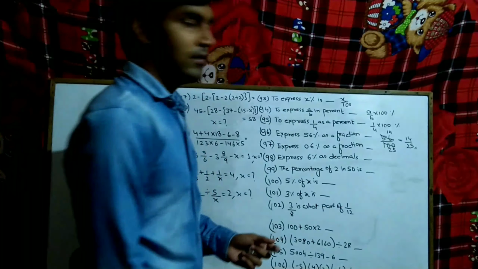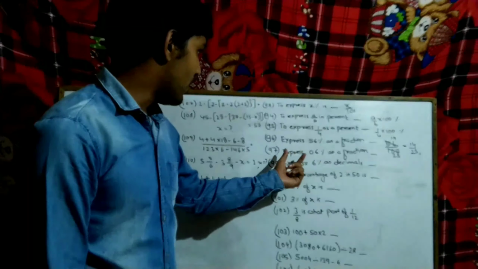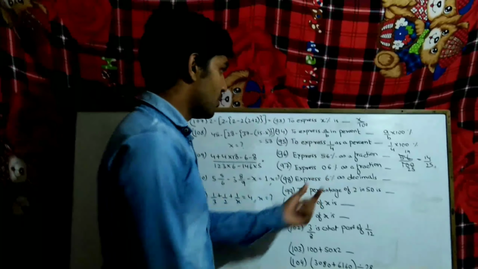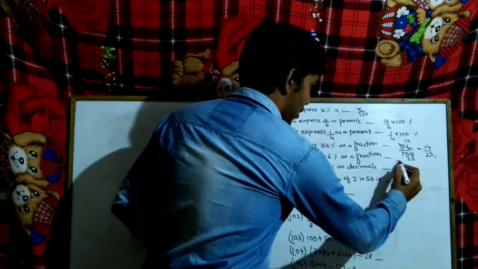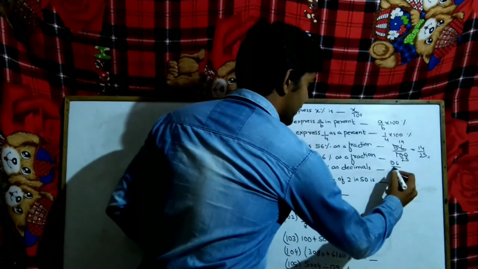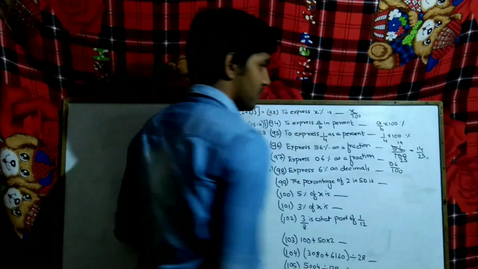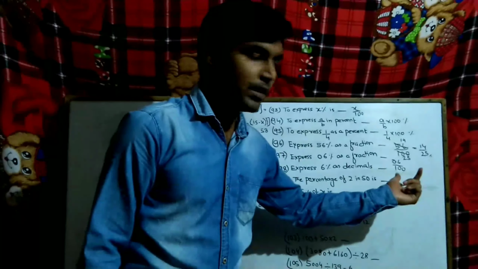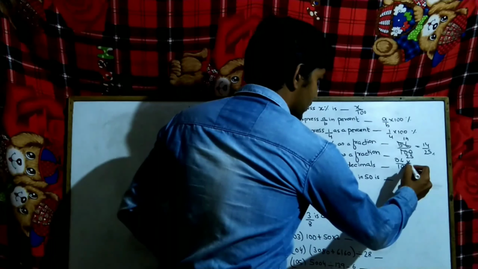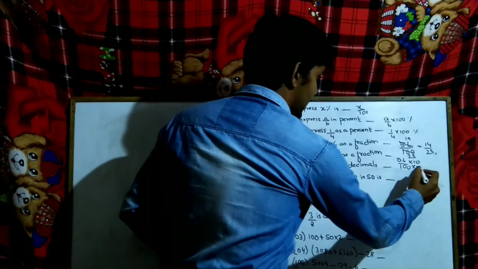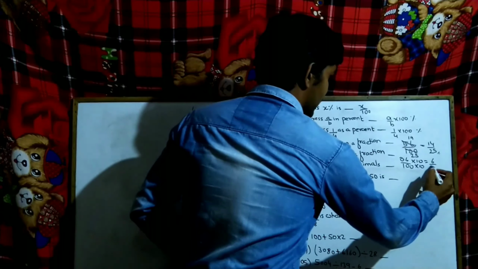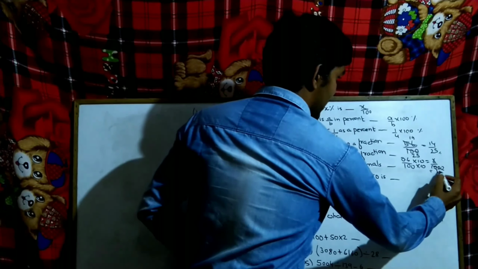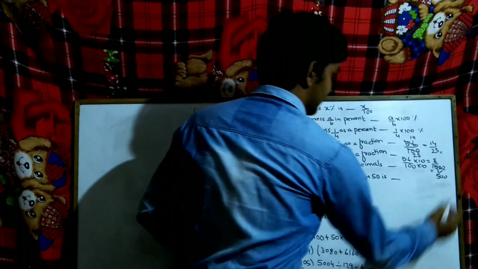Clear, everyone? Now I want to express 0.6% as a fraction. So 0.6 by 100. But a decimal part is there, so we have to remove the decimal part. Multiply by 10 on both, so you get 6 by 1000. You can cancel, then you get 3 by 500.